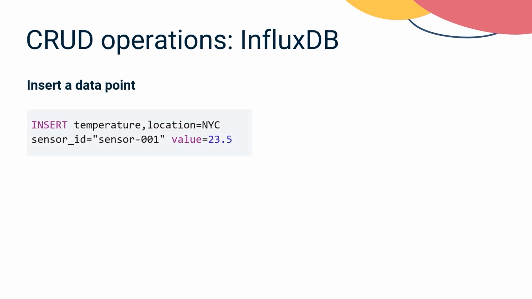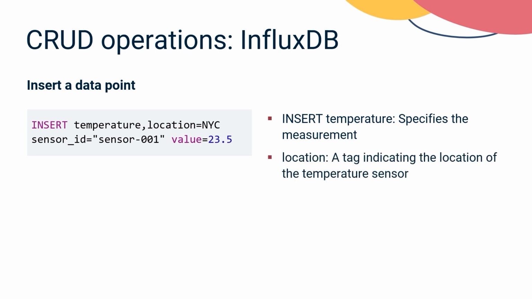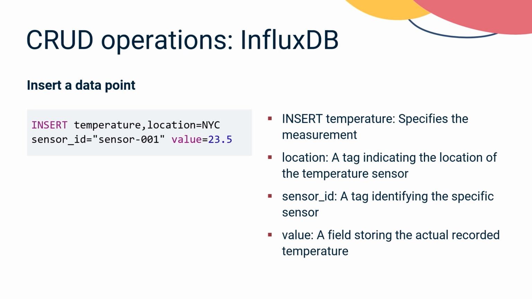The following query inserts a new temperature into the database. Insert temperature specifies the measurement, similar to a table in SQL. Location is a tag indicating the location of the temperature sensor. Tags are indexed for fast querying. Sensor ID is another tag identifying the specific sensor that recorded the data. Value is a field storing the actual recorded temperature. If no timestamp is provided, InfluxDB automatically assigns the current time.